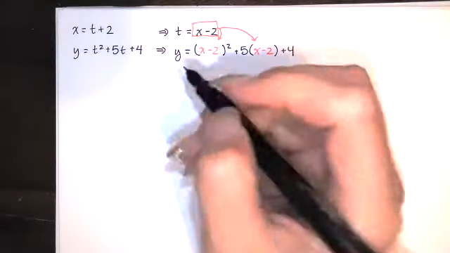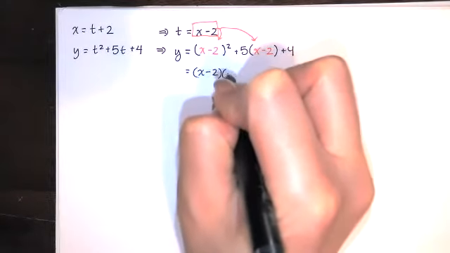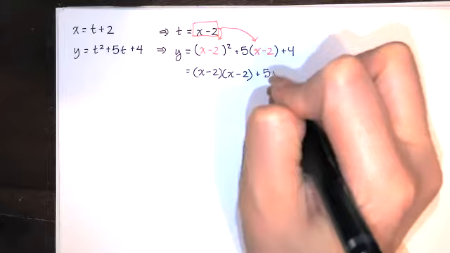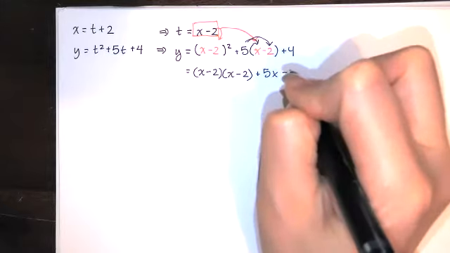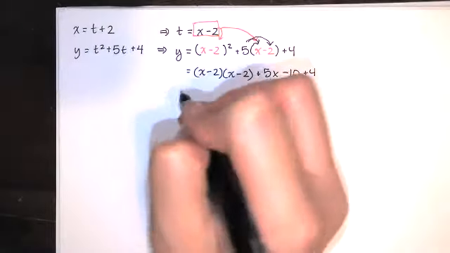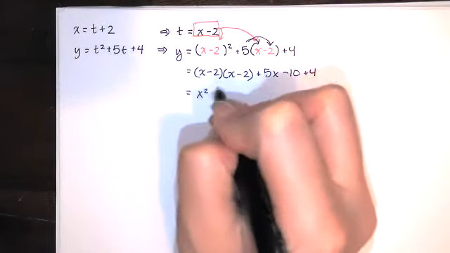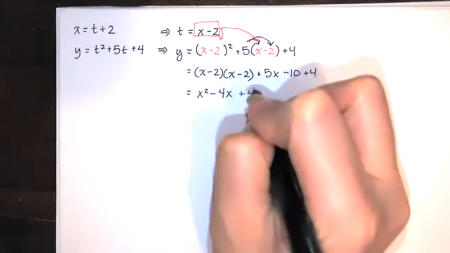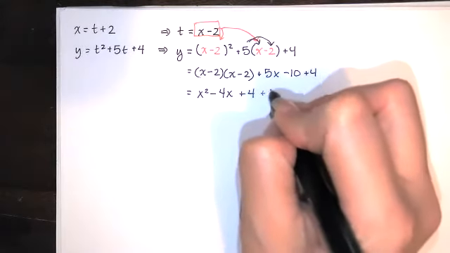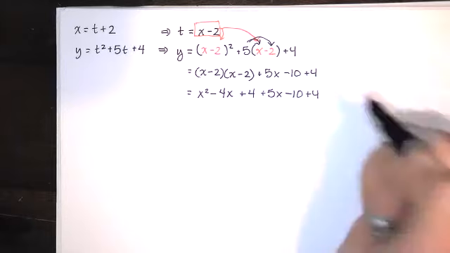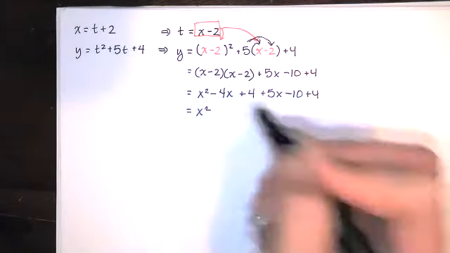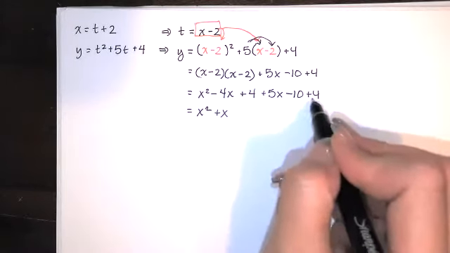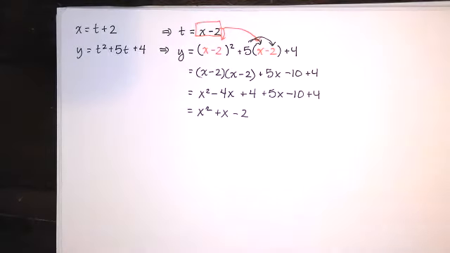Might be a little easier for me to graph if I write this out and FOIL. Let's just distribute and see what happens. Distribute the 5, so we get 5x minus 10 plus 4. Keep distributing. First times first is x squared. Outer times outer is negative 2x. Inner times inner is also negative 2x. So we get negative 4x. Negative 2 times negative 2 is positive 4. Collect like terms. We get negative 4x plus 5x is x. And 4 plus 4 is 8. 8 minus 10 is negative 2. So that's our function.